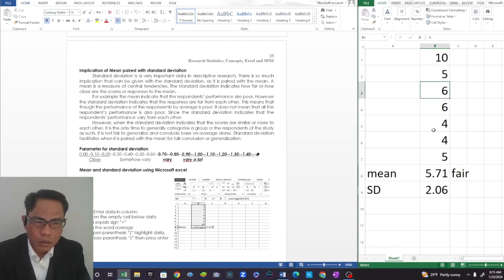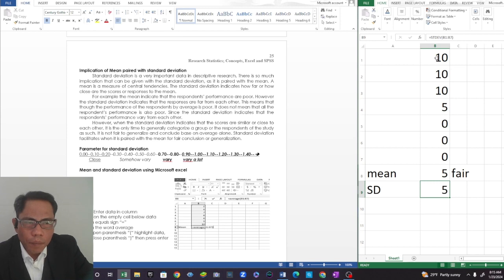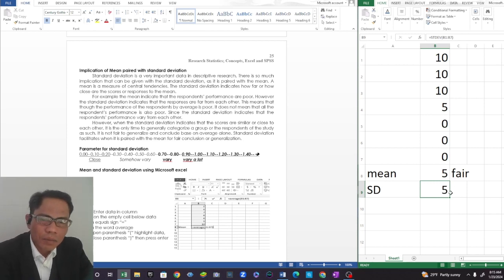But when we say 5, 5, it's 10, 10, 10, 10, 0, 0, 0, let's say that's 5. That's still the same result. It's 5, it's fair. But look at the standard deviation. Standard deviation indicates that they are very far from each other. What does that mean? So even though our average is 5, standard deviation indicates that they don't have the same scores or they don't have the same responses.